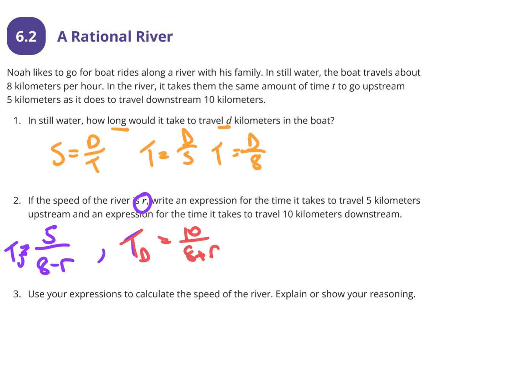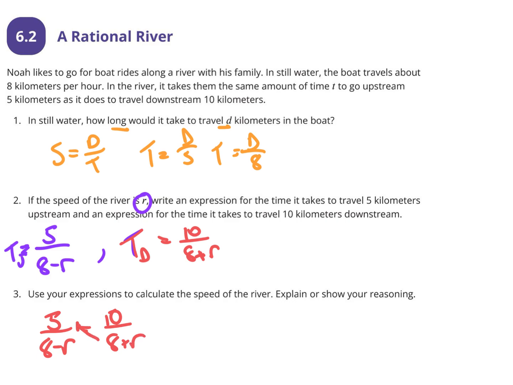And from here, we have 2 separate equations. Now we got to solve for r. So now use your expression to calculate the speed of the river. So if we set them equal to one another, we can solve for r.